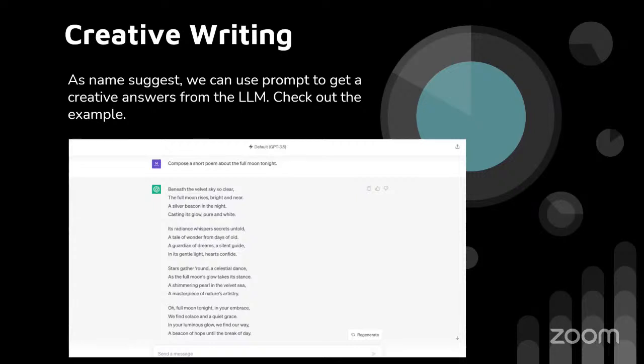Now, what is creative writing? As the name suggests, we can use a prompt to get creative answers from the LLM. So let's check out the example. I'm saying over here, compose a short poem about the full moon tonight.